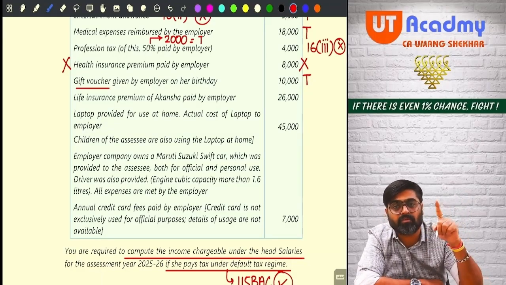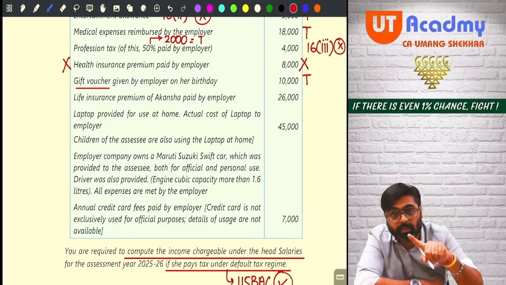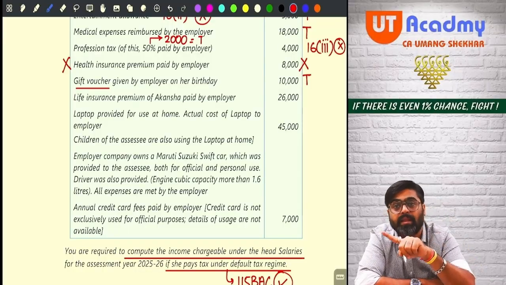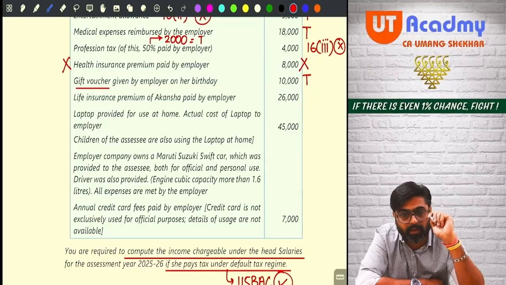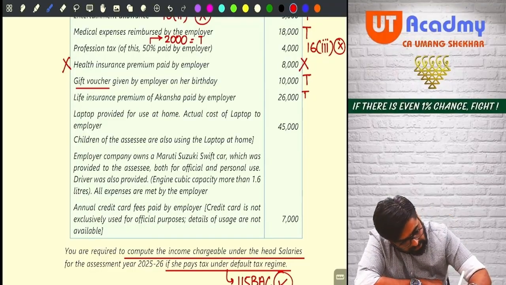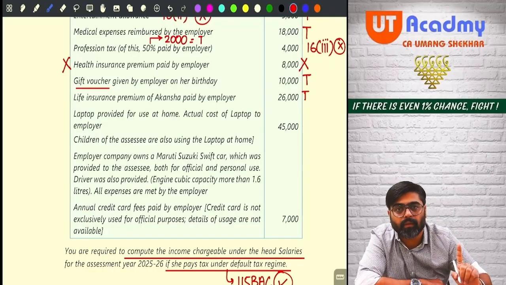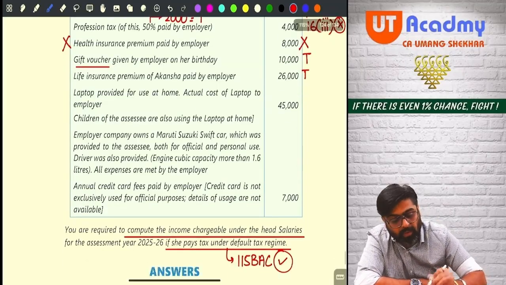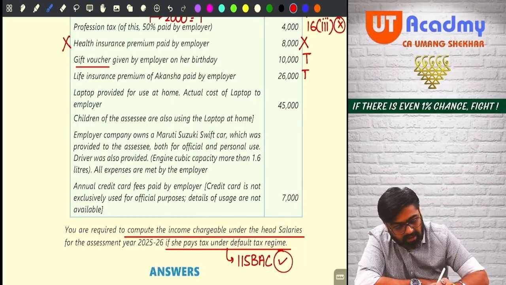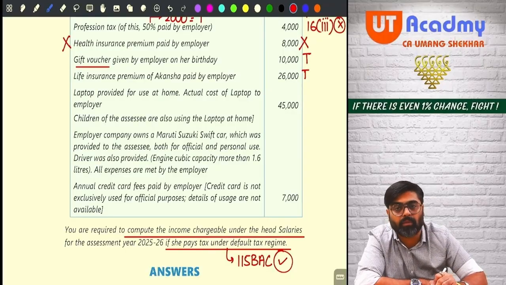Do you remember 17(2)(5)? Any life insurance policy premium or annuity policy premium of the employee paid by the employer is also a perquisite taxable fully. So this will be a perquisite under 17(2)(5) and this will be taxable. Yes or no? Next one, laptop provided for use at home. Now they are saying the actual cost of the laptop to the employer is 45,000 and the children of the associate are also using the laptop at home.